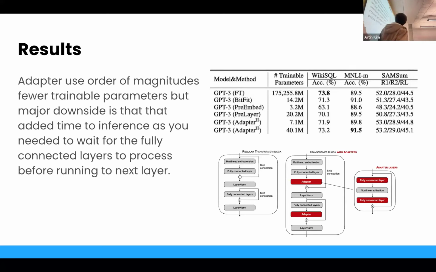But the downside of adapters, in this way of introducing them where you're pretty much adding a new layer that will be trained in your model, is that it takes longer for inference, right? You have to wait for this layer to process, then this layer to process. So you're adding inference time, like 30% more. But it's still way better for compute and training.